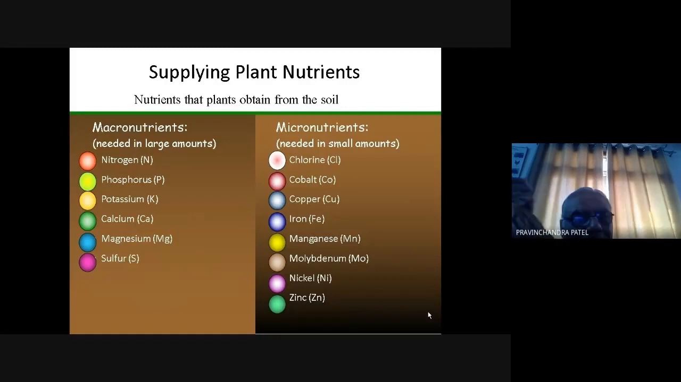Then I told that there are supply plant nutrients. So macronutrients, that is nitrogen, phosphorus, potassium, calcium, magnesium and sulfur. So among these, NPK is a major nutrient, calcium, magnesium and sulfur are secondary nutrients. Then micronutrients: chlorine, cobalt, copper, iron, manganese, molybdenum, nickel and zinc.